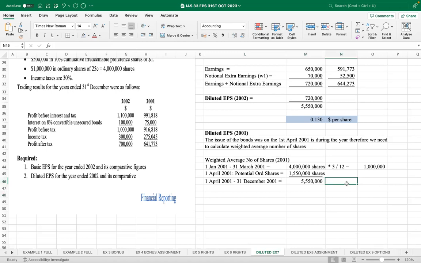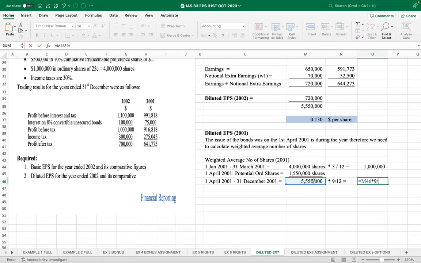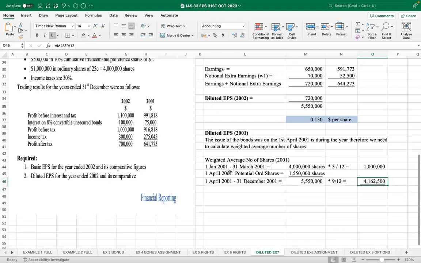So these will serve how many months? The remaining months from 1st April to 31st December is 9/12 months. So that will give you 5 million times 9/12. It will give you 4,162,000. So what is now the weighted average?